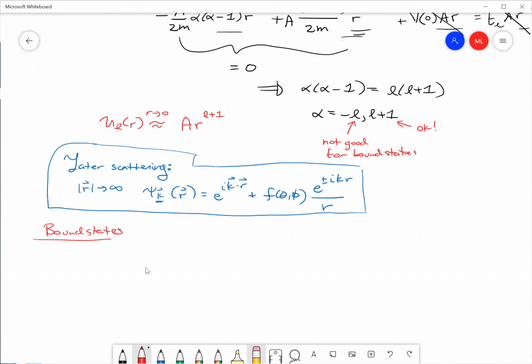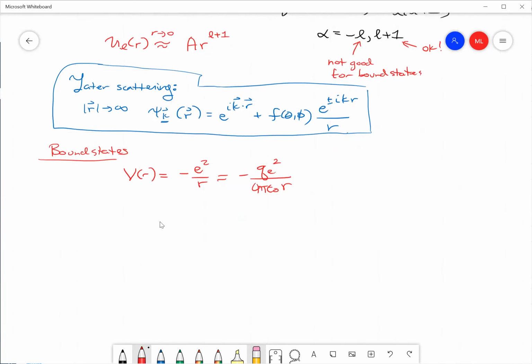Okay, so let's do the bound states of a particular example now. Let's do the hydrogen atom, which is the Coulomb potential, which remember is minus e squared over r. That's the potential. This e is not quite the charge. It depends on which system of units you use, but it's the electronic charge squared over 4 pi epsilon naught r. It's just the Coulomb potential. So let's just substitute that in and see what we get.